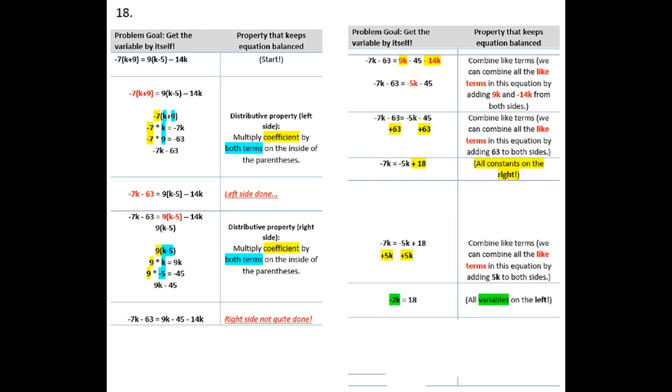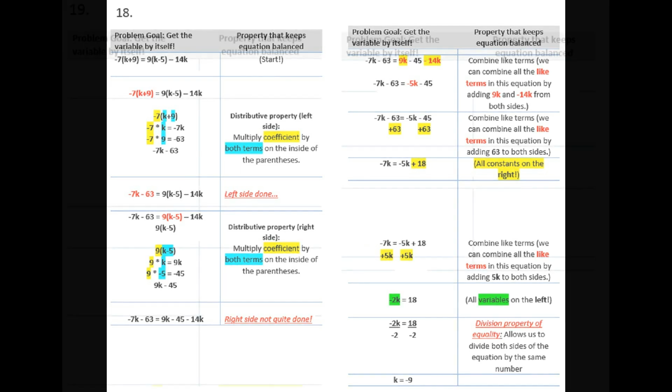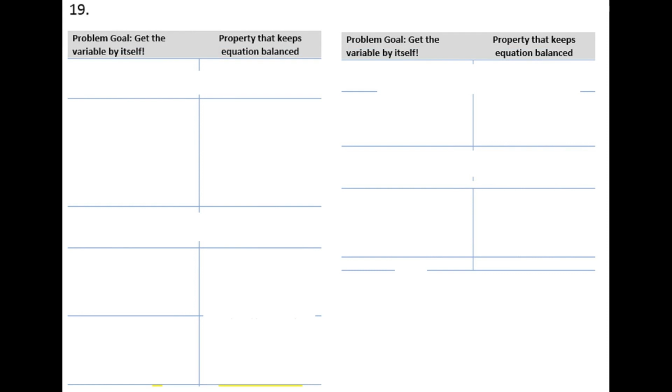So the next step is negative 7k plus 5k is negative 2k. 5k's cancel out on the right-hand side. So negative 2 times k equals 18. Just divide both sides by negative 2. And we have k equals negative 9. All right, that was number 18. Let's go on to number 19.